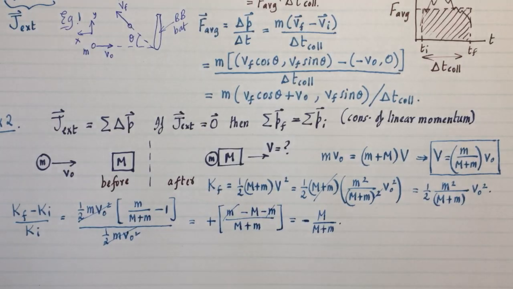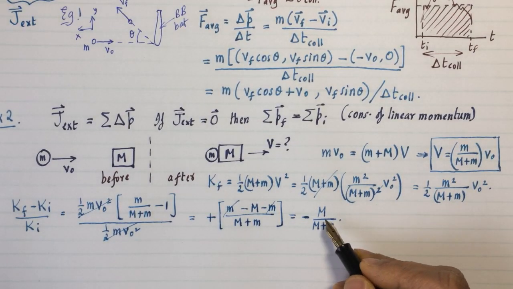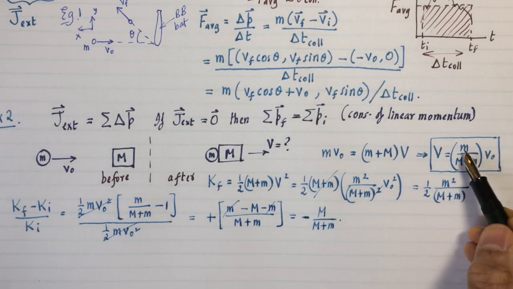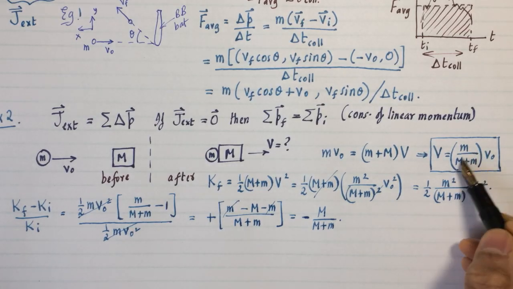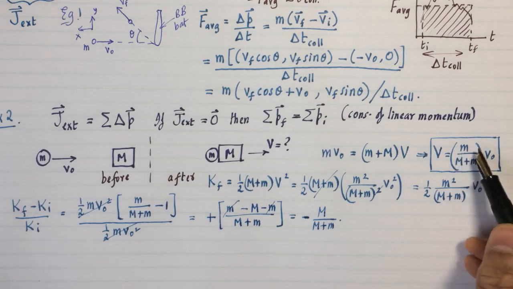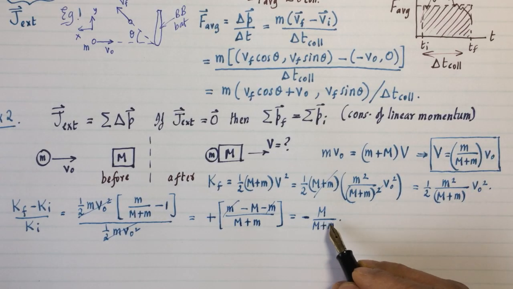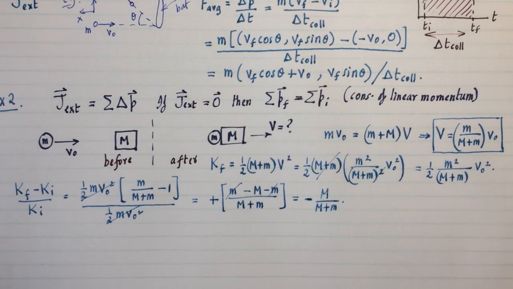So you notice that actually most of the energy is lost, because capital M is bigger than little m. Let's say you have a bug hitting the windshield of a truck. Most of the energy is actually lost, and the truck barely moves, because little m divided by the total mass, the mass of the bug divided by the mass of the truck plus the bug, is such a small quantity that the truck barely moves. But most of the energy is lost. As you can imagine, the bugs get squashed on the windshield.